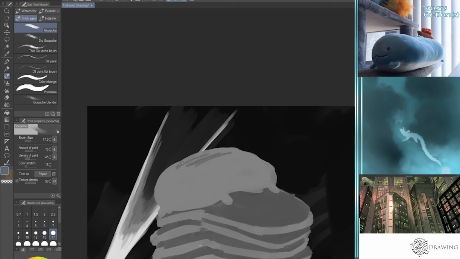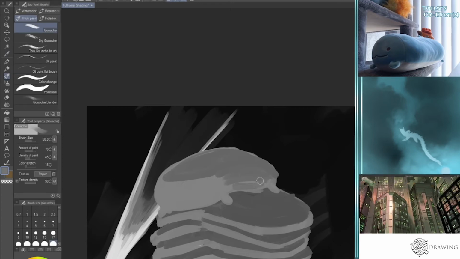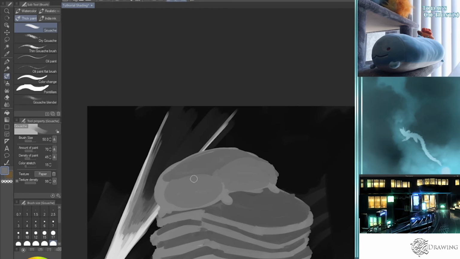Okay. So I'm going to start here with the top of Pancake. Technically, everything on this side is reflected light. Here as well.